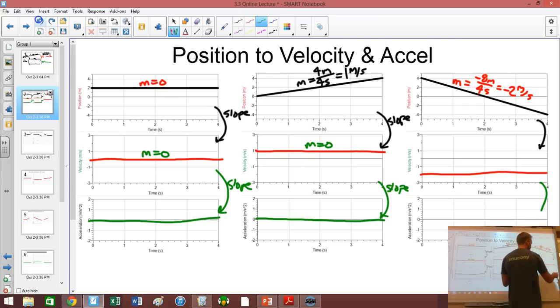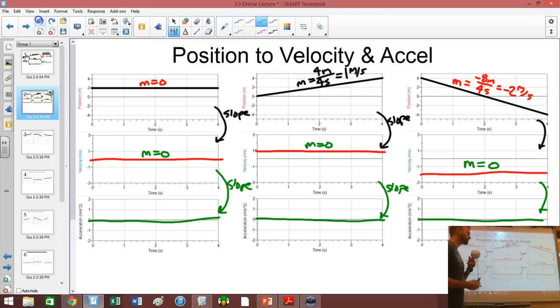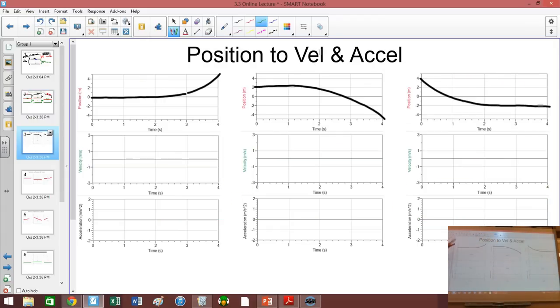So again, my slope here is 0, so I have no acceleration. Very simple. Let's get to a couple more complex ones. Now we've got curvy lines. So if you look, remember, it's always the slope.